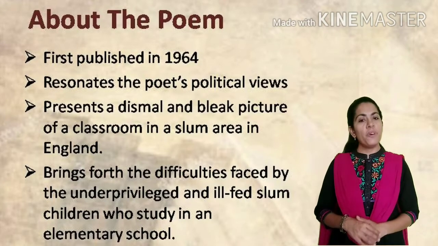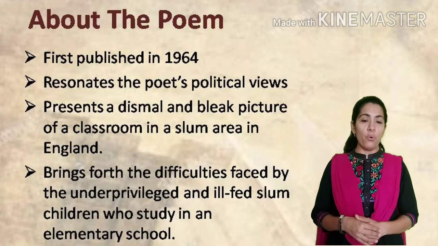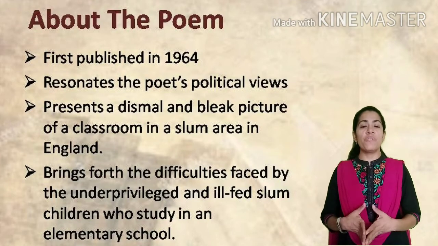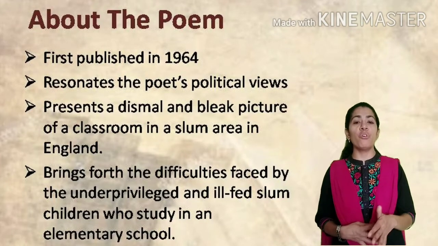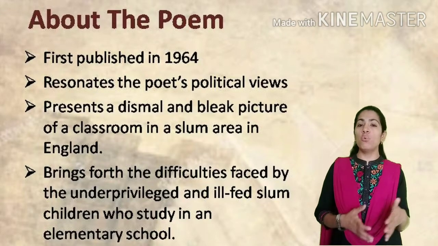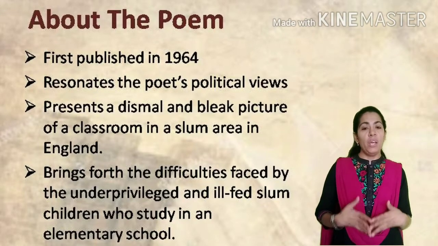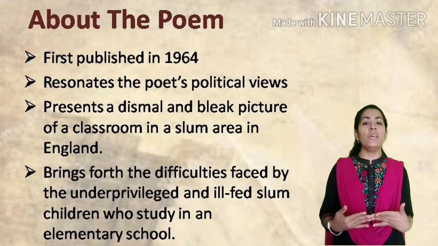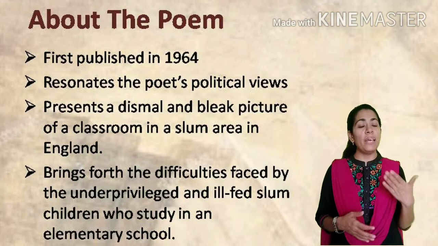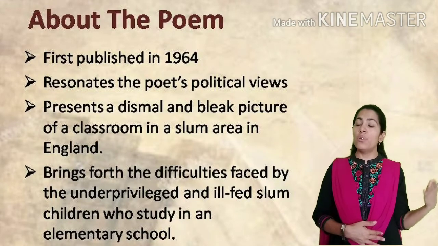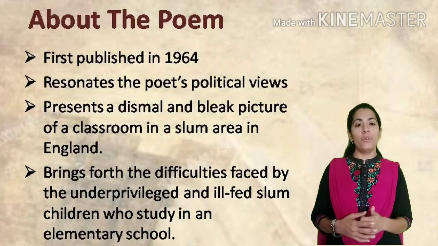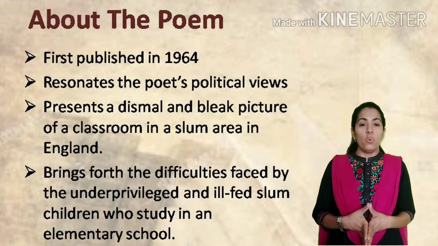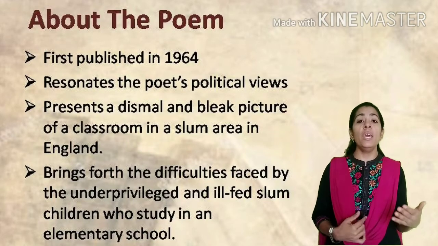Now, this poem was first published in the year 1964. It resonates the poet's political views or ideas, and it presents a very dismal and bleak picture of an elementary school classroom in a slum area. And it also presents the difficulties faced by the underprivileged and ill-fed children who belong to the slum areas. And through the poem, Stephen Spender is raising his voice against the injustice and the class inequalities which were prevalent at that time.